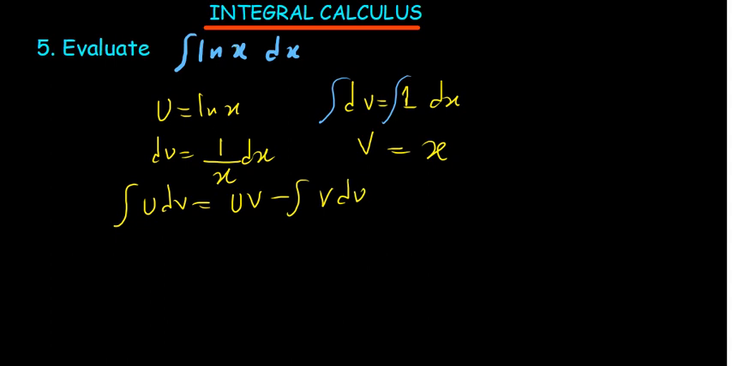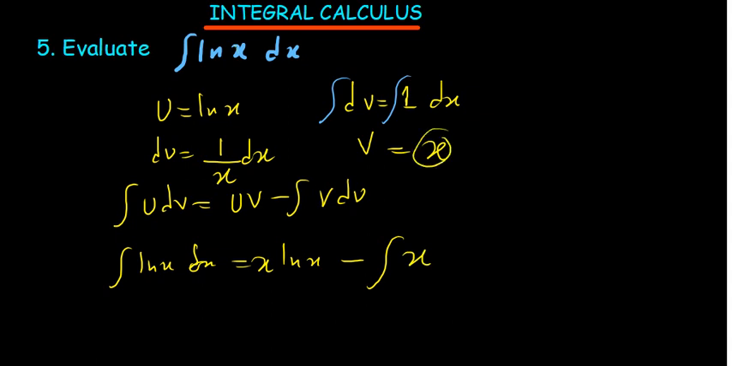So this is the integral of natural log of x dx, and that is going to be equal to, what is u in this case? U is natural log of x. What is v? V is x. So we get to multiply those two. So that is going to give us x natural log of x, and then minus integral. What is v in this case? Well, v is x. And then what is du? Du is 1 over x dx.